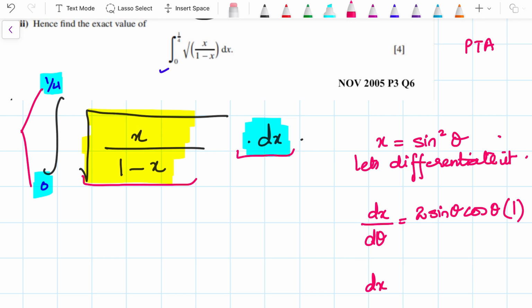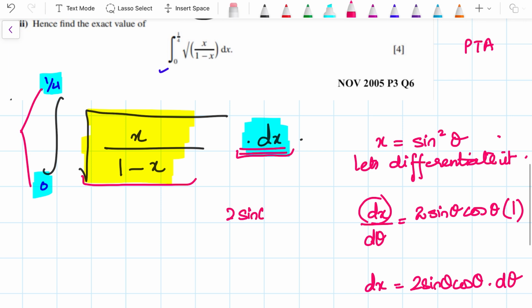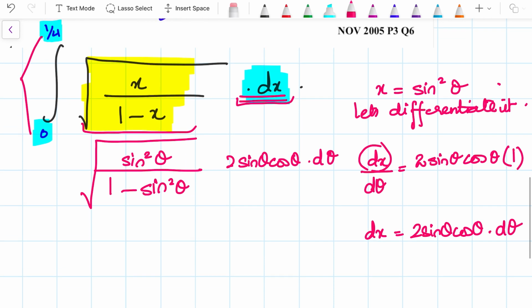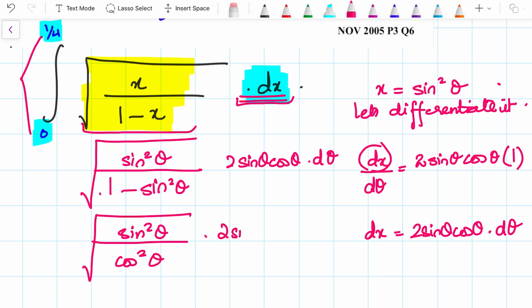Now we have to replace dx. We have to substitute dx, so we make dx the subject. Now, it's substituted in place of dx: 2 sine theta cos theta d theta. Now, what is x? Sine square theta. What is 1 minus x? 1 minus sine square theta, and there's a square root on it. Now, 1 minus sine square theta becomes cos square theta. There's a square root on it, and the rest I've just copied down.